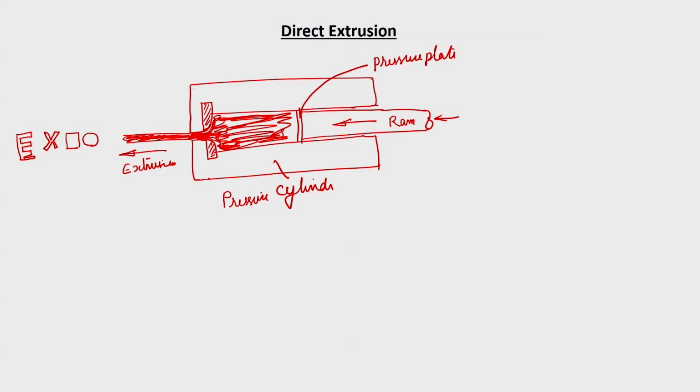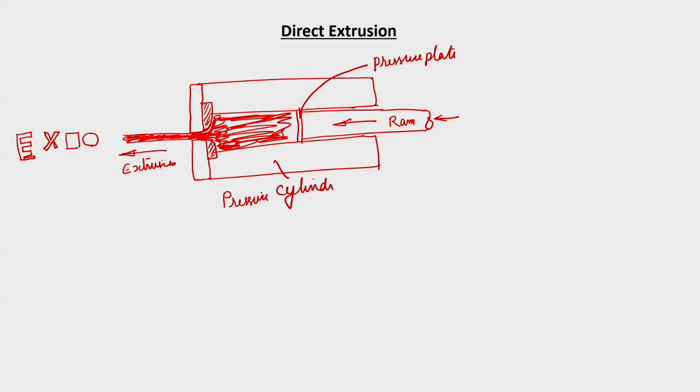To prevent that, the ram diameter is always kept slightly less than the pressure cylinder, and it is only the pressure plate which you are pressing forward. So, here normally what happens is that this will be, and then proper clamping will be there.